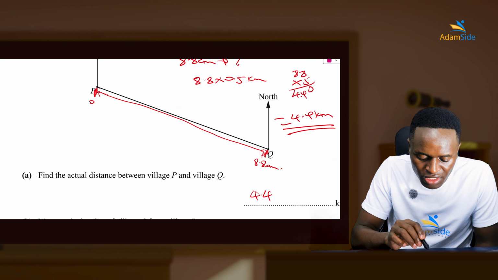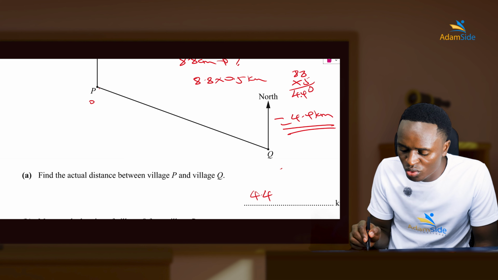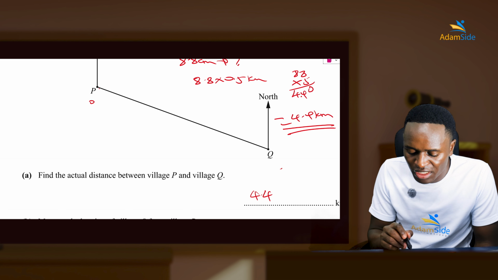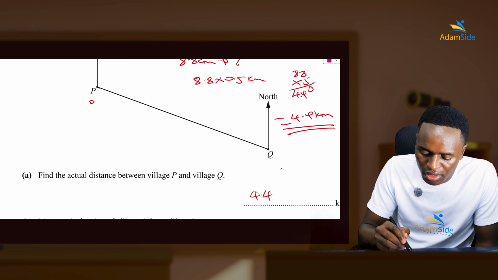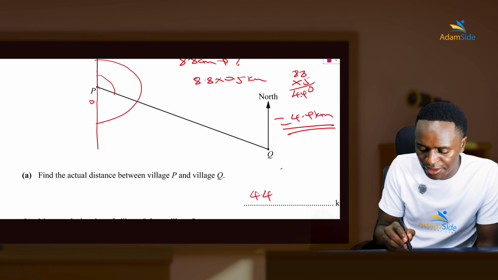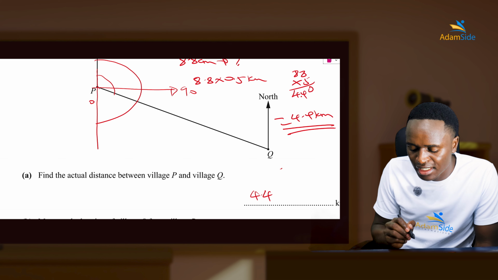Measure the bearing of village Q from village P. So what do we do? What do you do to get the bearing? The bearing of village Q from village P, you measure this one inside. So you put your protractor here so that that's 90. It means the angle that you get here will be more than 90 degrees.